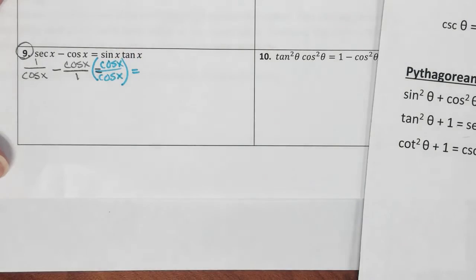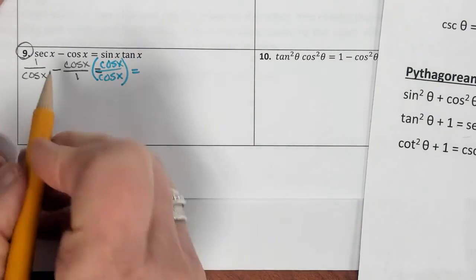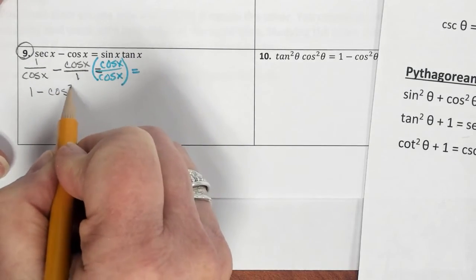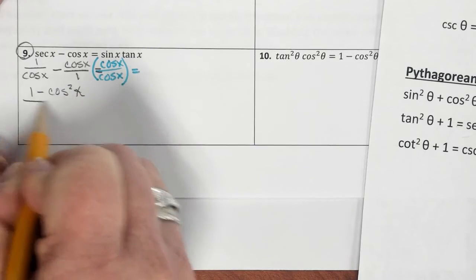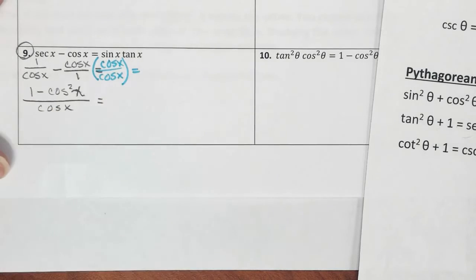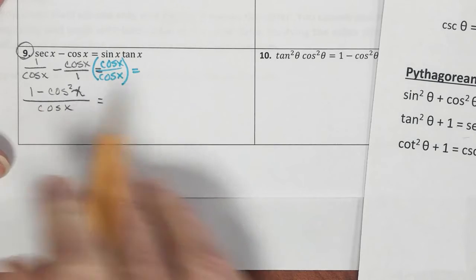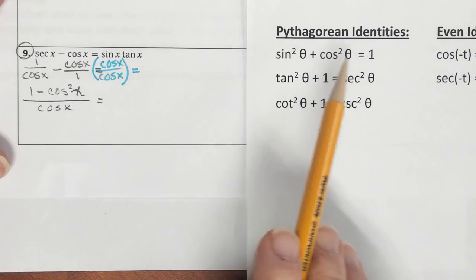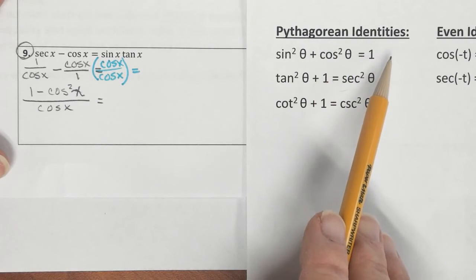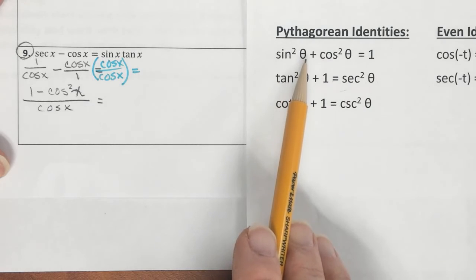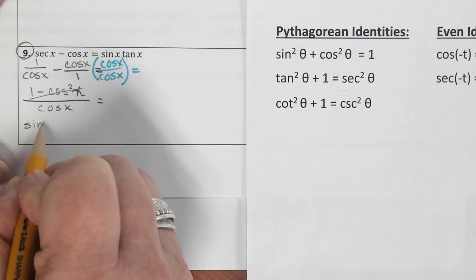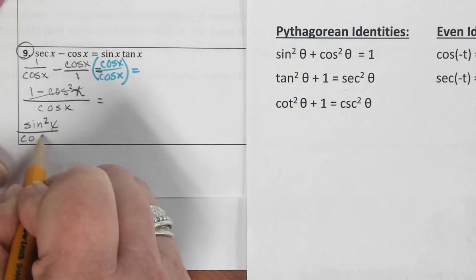And we'll push that equal sign out a little bit. So now, in the numerator, I've got 1 minus cosine squared x over cosine x. Oh, but 1 minus cosine squared, if I subtract the cosine squared and move it over to the right, I'm left with sine squared. So this reduces to sine squared over cosine x.